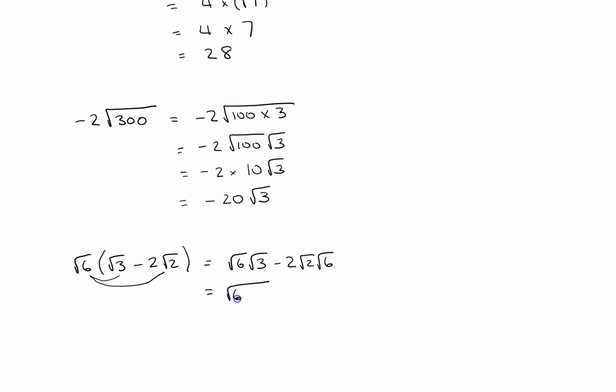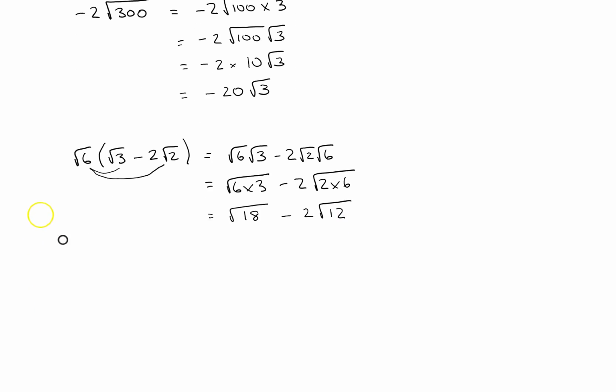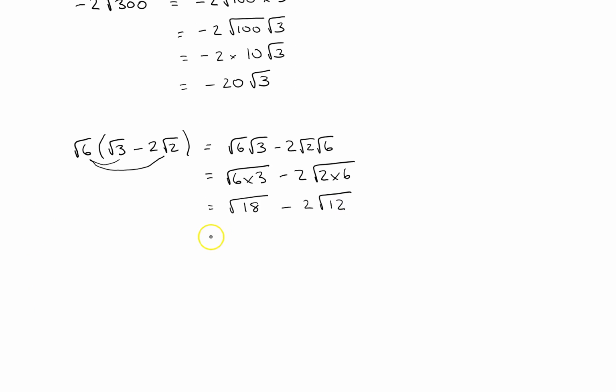So I can write that as root 6 times 3, minus 2, this is going to be 2 times 6. And 6 times 3 is actually going to be root 18 minus 2 root 12. So although I couldn't do anything with the root 6 and the root 3, now that I've got the square root of 18, I can break it down into other factors that I can work with.